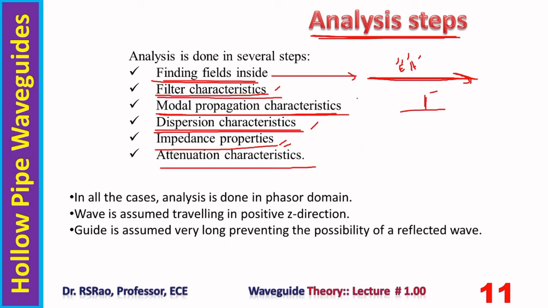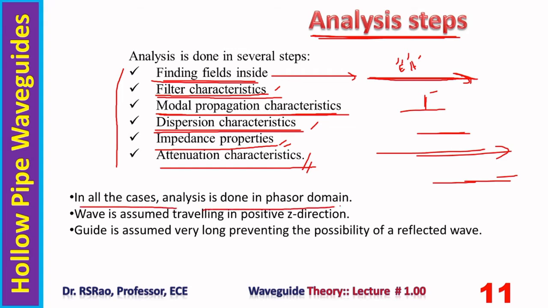Attenuation characteristics. While the wave is traveling through the guide, it comes in contact with the walls of the guide, as well as, as we have already seen, most of the time it is in the dielectric medium. If the dielectric is a perfect dielectric and if the walls are made with perfect conductors, then the wave travel is without any attenuation. But when walls and dielectric are not perfect, then a certain amount of energy of the wave is absorbed by these two agencies, resulting in wave attenuation. That particular aspect is studied under attenuation characteristics. These are common aspects pertaining to all the three guiding systems. In all the cases, analysis is done in phasor domain.